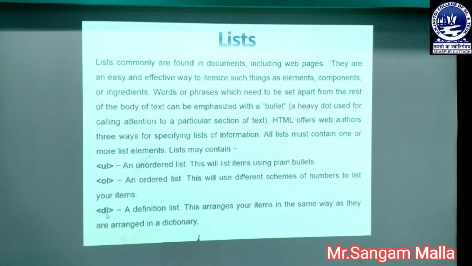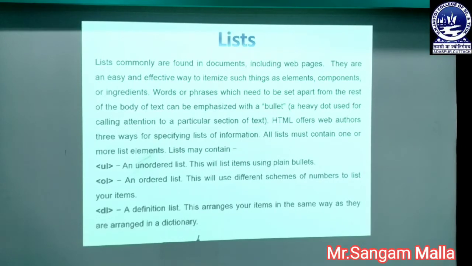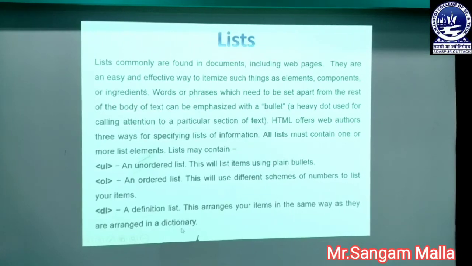Then finally comes DL, the definition list. This arranges your items in the same way as they are arranged in a dictionary. You must have seen a dictionary. All the alphabets and characters will be arranged in alphabetical order if we use the definition list. So this follows the dictionary format and lists all the elements in a particular way, as they are formatted in the dictionary.